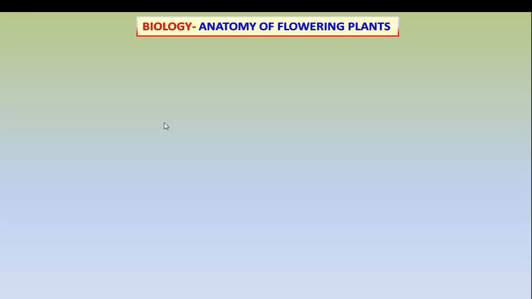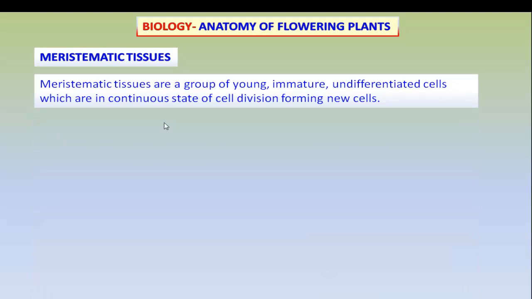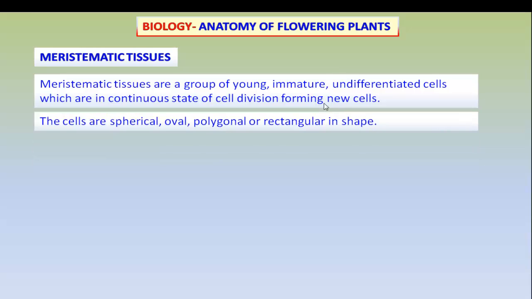A meristematic tissue is a group of young, immature, undifferentiated cells which are almost always under a continuous state of cell division, forming new cells. The meristematic tissues exhibit certain very important characteristic features which are not found in the permanent tissues. The unique qualities of these meristematic tissues are that they perform cell division continuously.